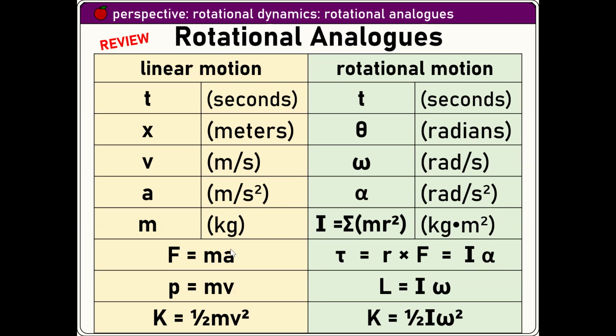On the left side is linear motion. On the right side in green is the rotational equivalent, the analog. Look, this is Newton's second law of motion: F equals ma. The rotational equivalent of that is torque equals I times alpha. And it comes from r cross F. The cross product means you need a perpendicular component.